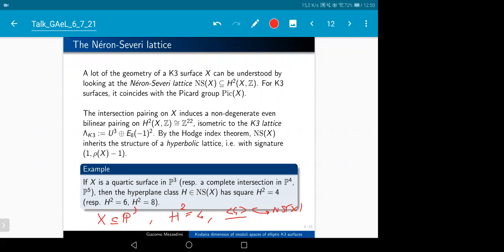We have basically rephrased a geometric property of the K3 surface, being a quartic in P3, into some sort of linear algebra property of the Néron-Severi lattice. And our goal will be to reverse this line of reasoning. If we have an embedding like this, can we say that the K3 surface is a quartic in P3? For this, we will need moduli spaces.